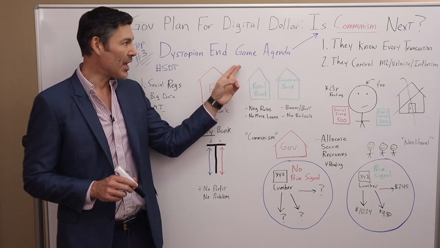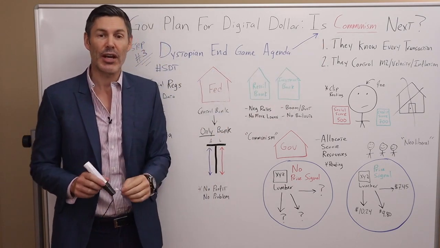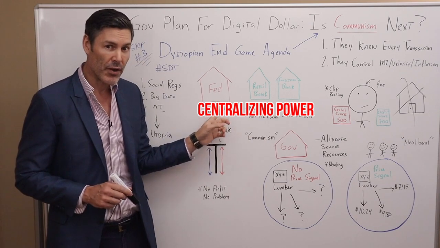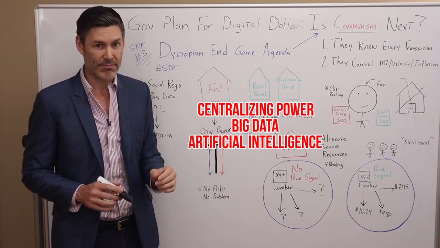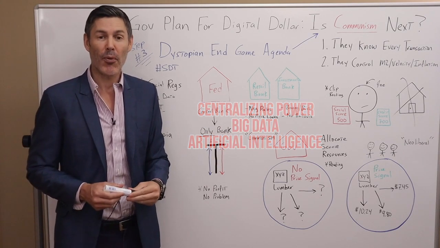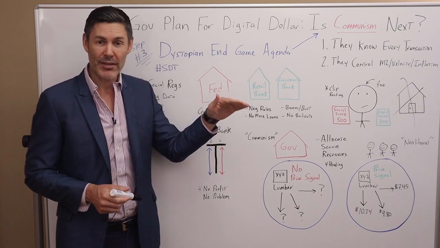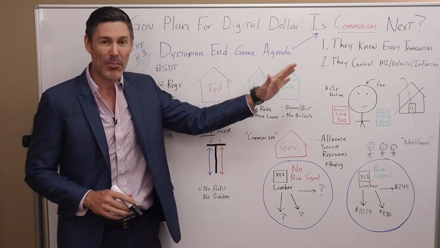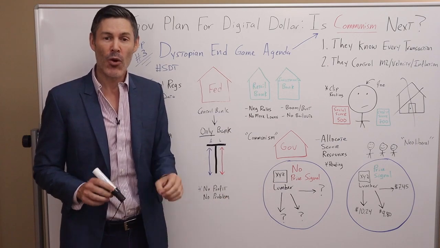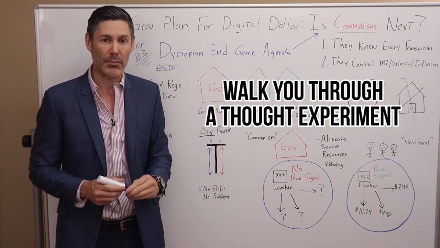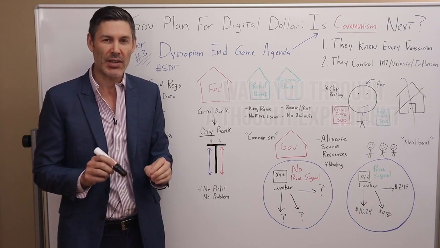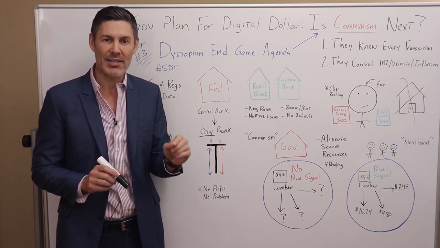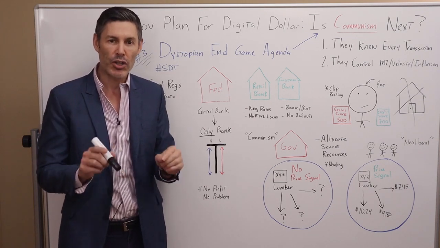So is their dystopian endgame agenda actually communism? And will they try to achieve those objectives through centralizing power through the Federal Reserve, big data, and artificial intelligence? I have no idea. I know the probability is above zero, but far less than 100%. And there are no certainties, there are only probabilities. This isn't a prediction. I'm not saying that this is going to happen. What I am trying to do is walk you through a thought experiment, understand the incentives, and understand the objectives of these global elite who think a centrally planned society is superior to one where you and I make our own decisions.